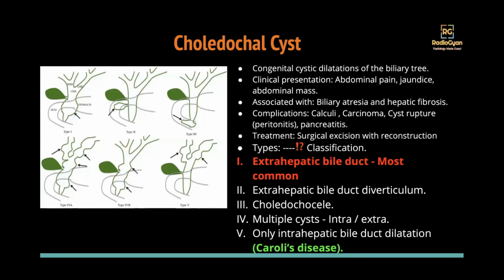So this is a very common classification that is used to classify choledochal cysts. Does anybody know what this classification is known as? Perfect. So this is known as the Todani classification of choledochal cysts. Type 1 is the cystic dilatation of the extrahepatic bile duct, as you see in the image here. That is the most common type.